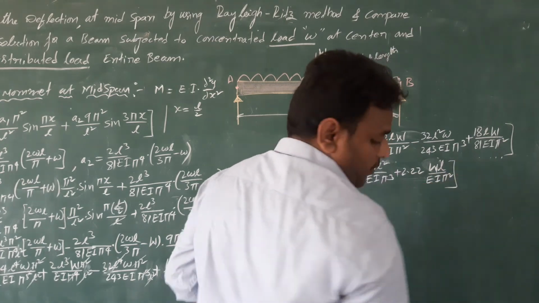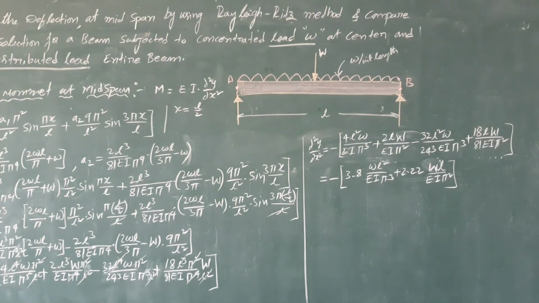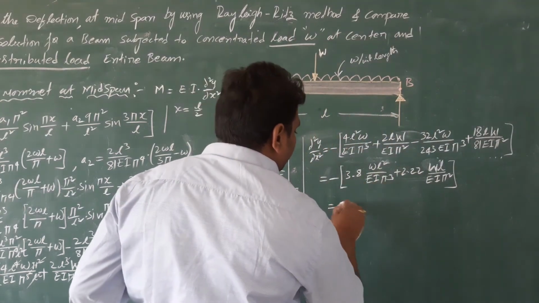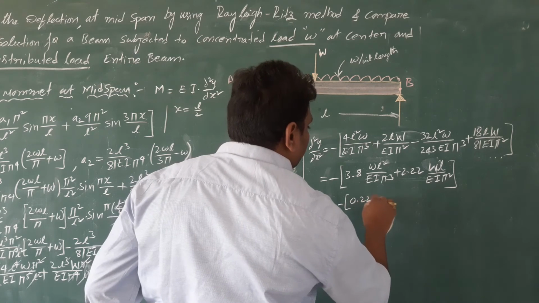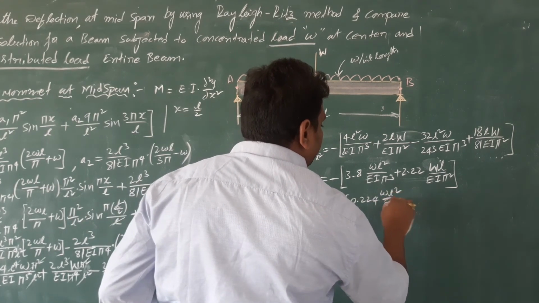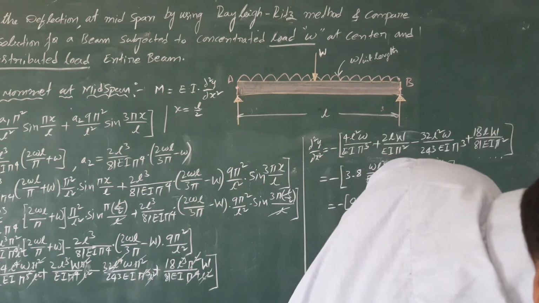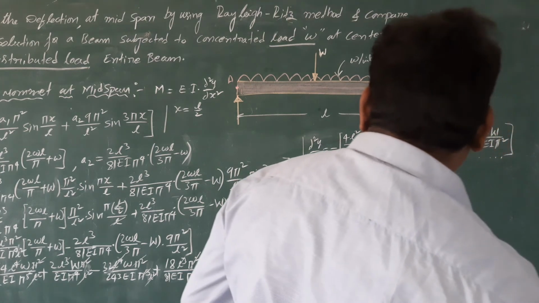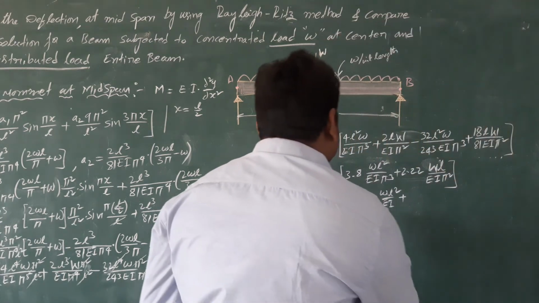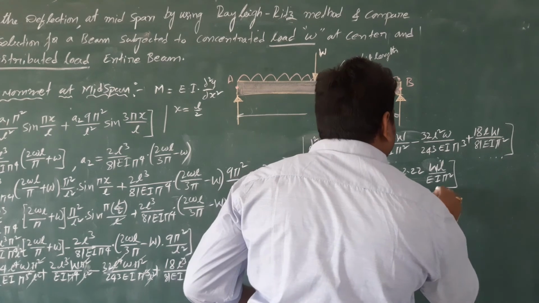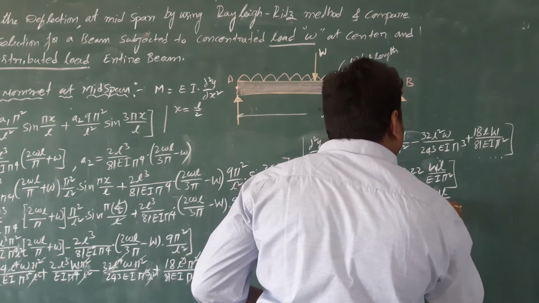So finally we are like this. Okay. After that is some simplification. That's it, some simplification. That is we got 0.124 after pi cube, 0.224 WL square by EI plus 0.225 capital W L by EI.